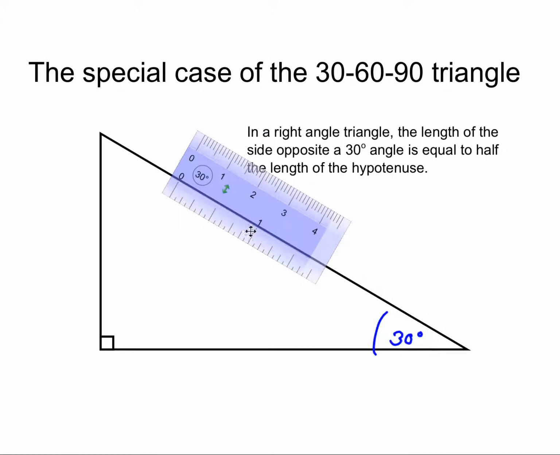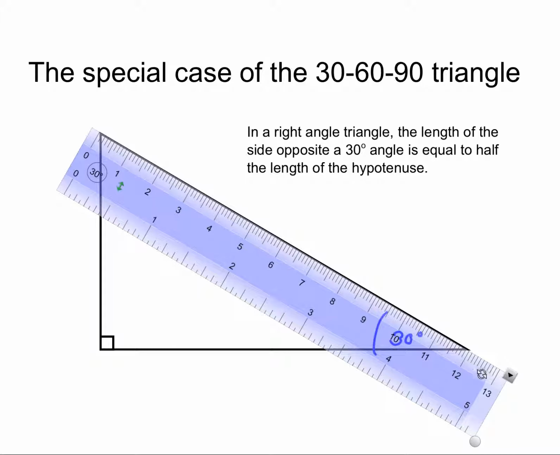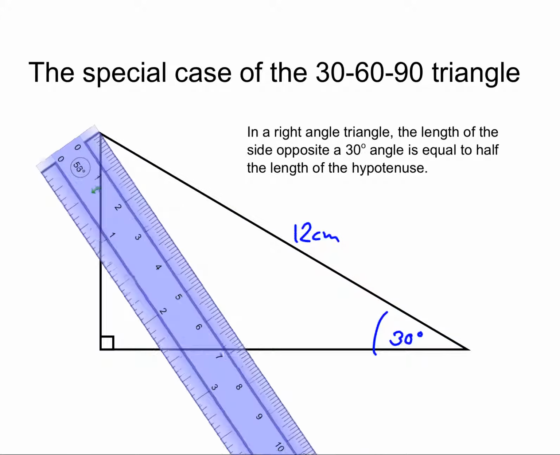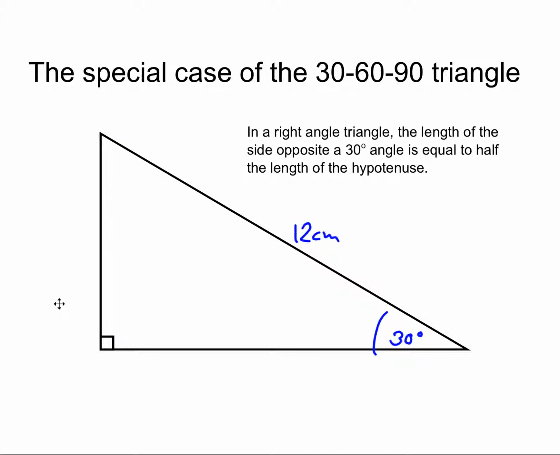Here I have a trusty ruler. I'm going to measure the length of my hypotenuse. And in this case, I'm seeing that it is 12. So 12 centimeters is my hypotenuse. Well, let's see how long the side opposite the 30 degrees is. It's no surprise that we see it is 6 centimeters.